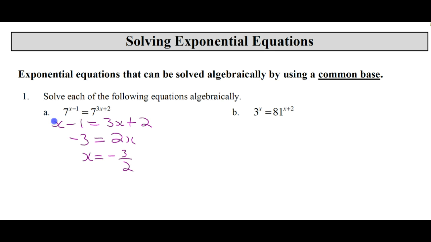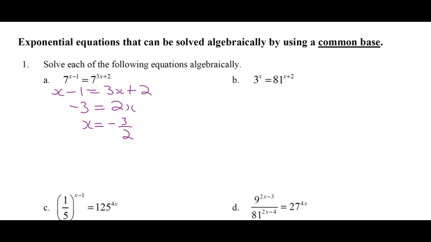But this one, the bases aren't the same. We've got a 3, we've got an 81, so whatever could we do? We can't multiply both sides, but what's 81? 9 squared. But what else is 81? 3 to the power of 4. So if we can write 81 with a base of 3, we go 3 to the x is equal to 81, except we're going to write that as 3 to the power of 4, to the x plus 2.